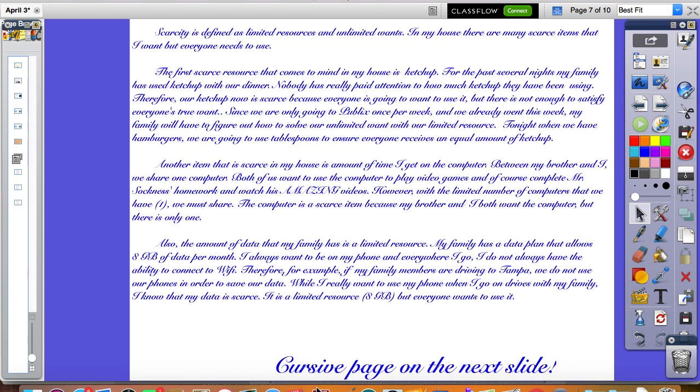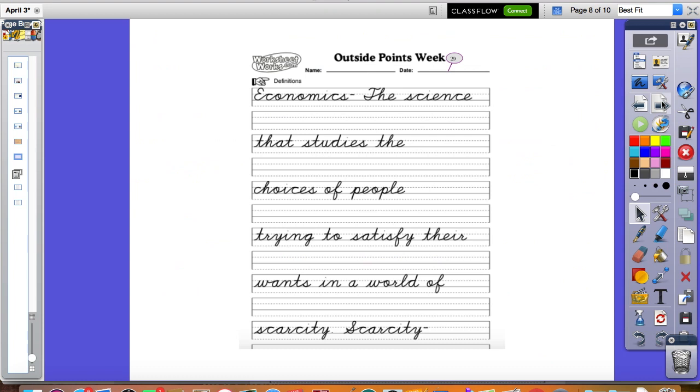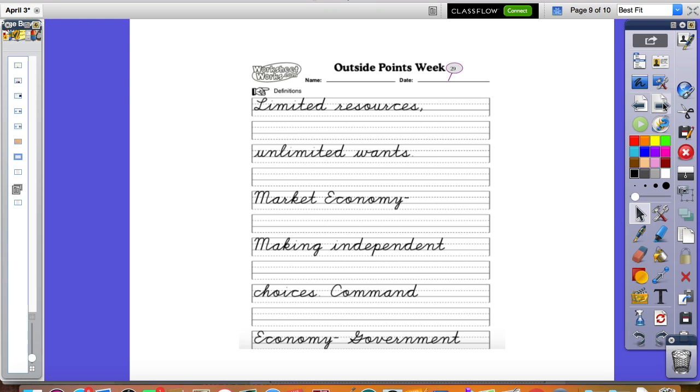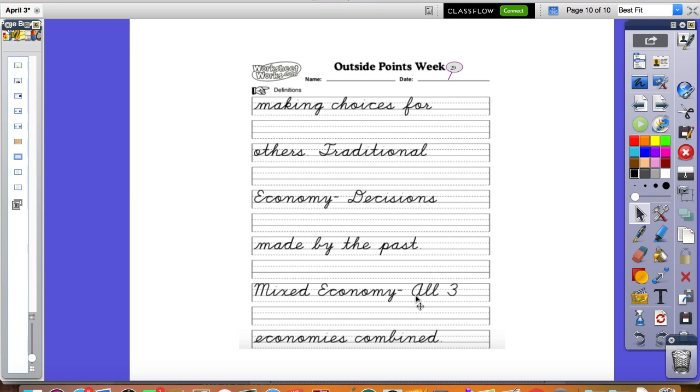Now, cursive on the next slide. Because we are not doing vocab quizzes, and I'm not making you write down vocab, how I'm going to change up cursive is I am going to find some definitions throughout the week to make sure that you keep up with rewriting the definitions at least once. So we have economics, we have scarcity, market economy, command economy, traditional economy, and a mixed economy. That is what I want you to complete to re-emphasize those definitions.